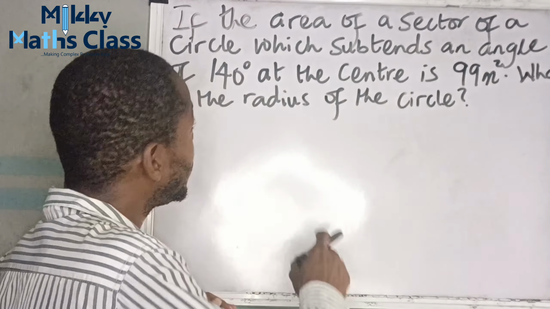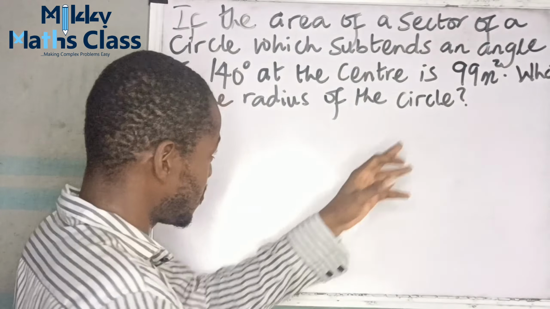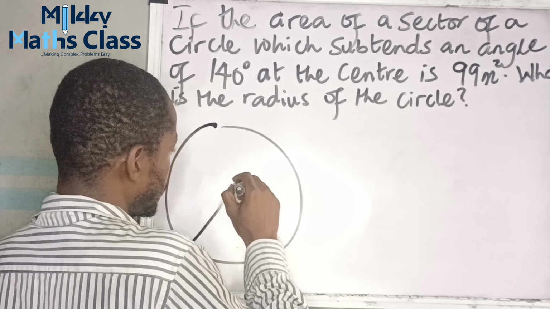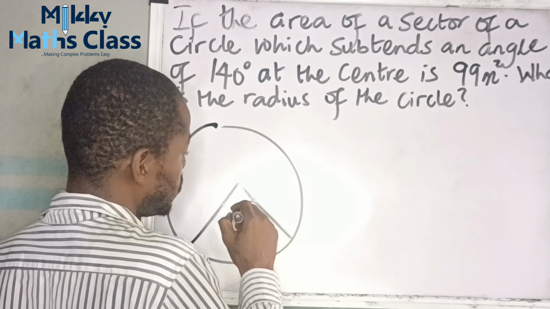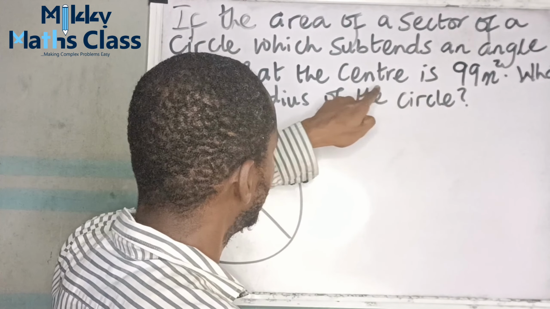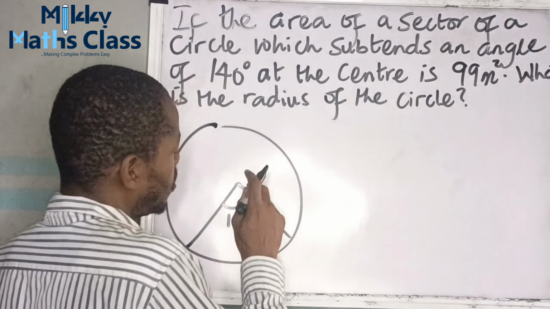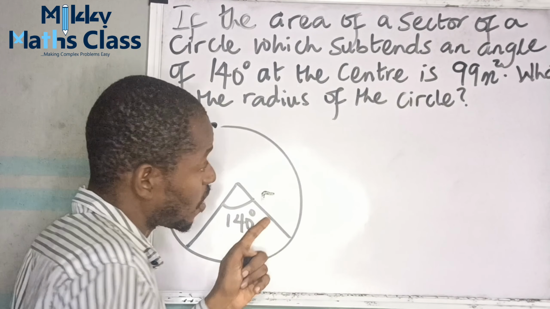It says, if the area of a sector of a circle which subtends an angle of 140 degrees at the center is 99 meters squared. So we have this, the angle subtended at the center is 140 degrees. So the area of the sector is 99 meters squared. Now what is the radius of the circle? So we represent this as r.